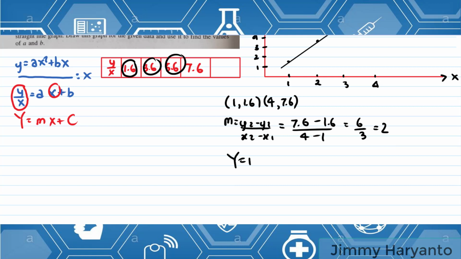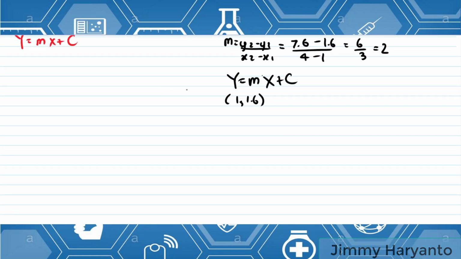Next, we have to find y equals mx plus c. By finding c first, I will use 1,1.6. You have to put 1.6 into the y. 1.6 equals m, which is 2, times x, which is 1, plus c. So I will get c equals negative 0.4. y equals mx plus c, y equals 2x minus 0.4.